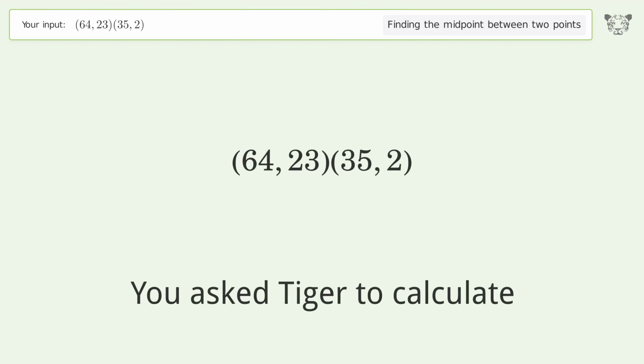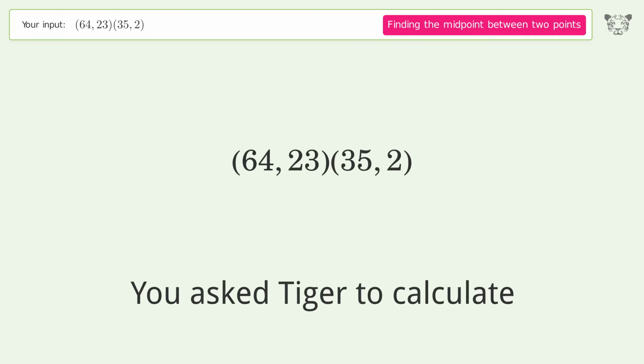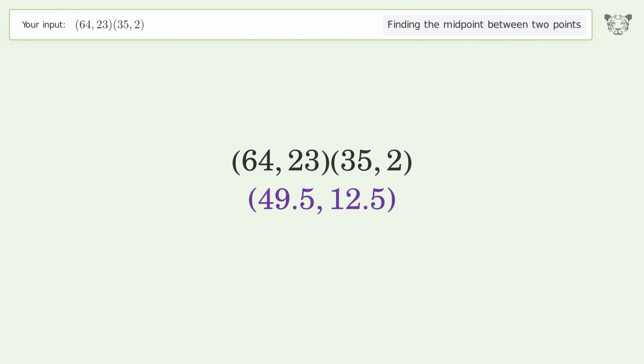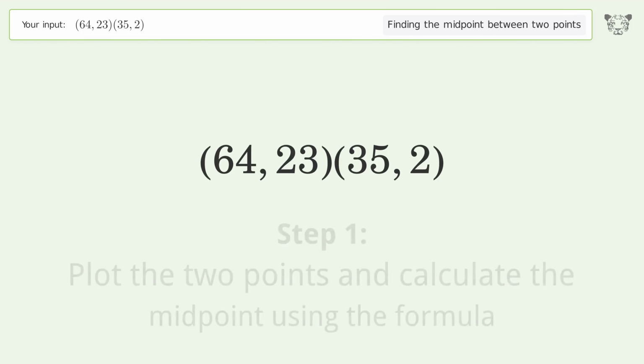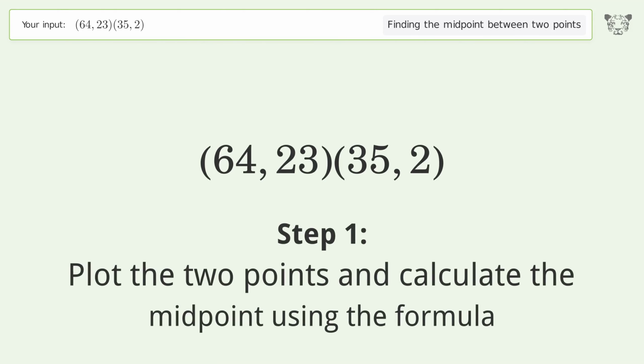You ask Tiger to calculate. This deals with finding the midpoint between 2 points. The midpoint between the 2 points is 49.5, 12.5. Let's solve it step by step. Plot the 2 points and calculate the midpoint using the formula.